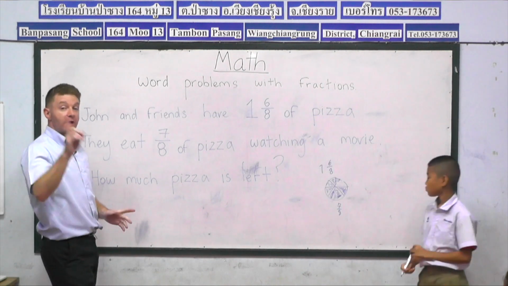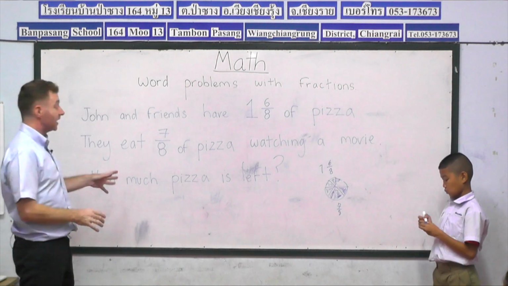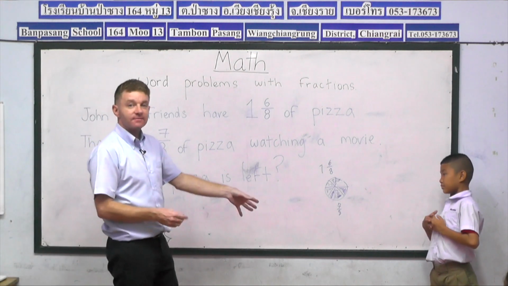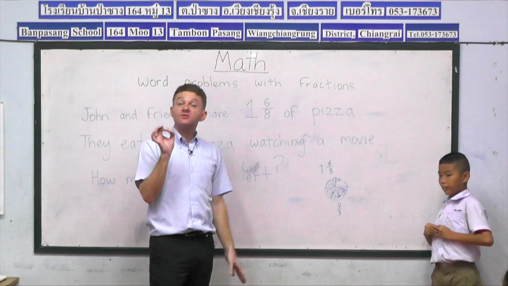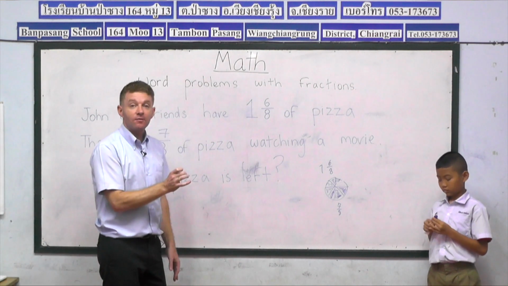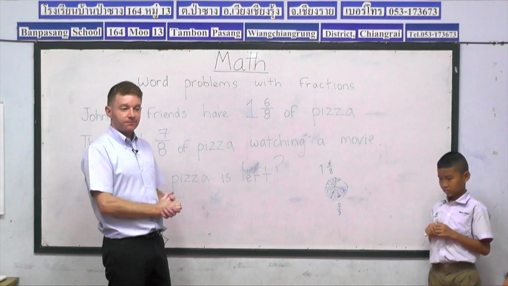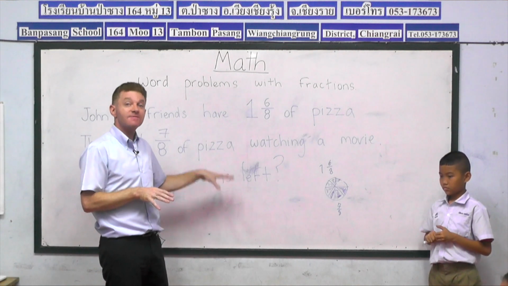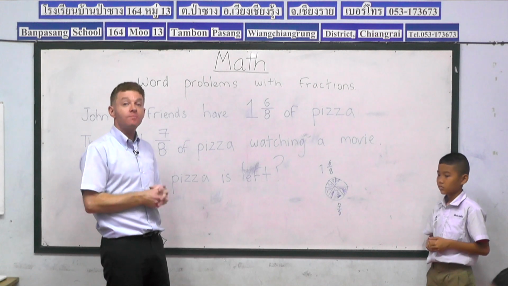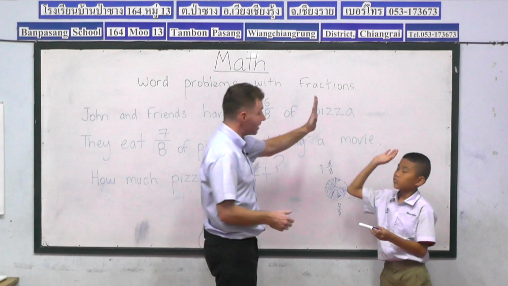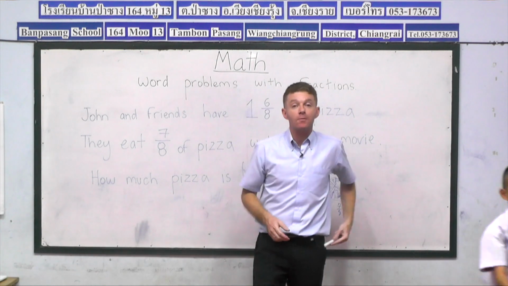Excellent. So we can say together, guys, there is 7/8, or 7/8 of pizza left. And that's how we correctly read, calculate, and answer a word problem involving fractions. Pangpon, that was brilliant. High five and a big round of applause for Pangpon, please, guys.